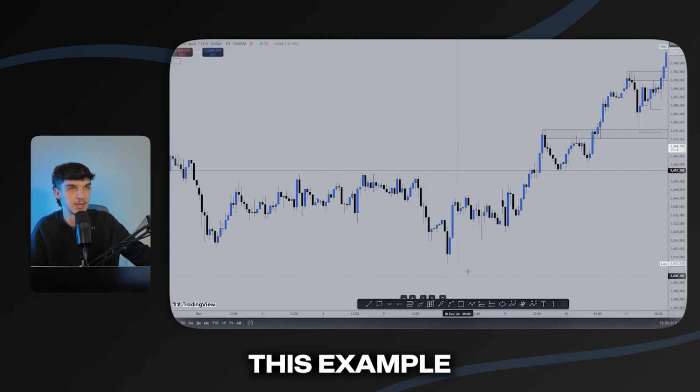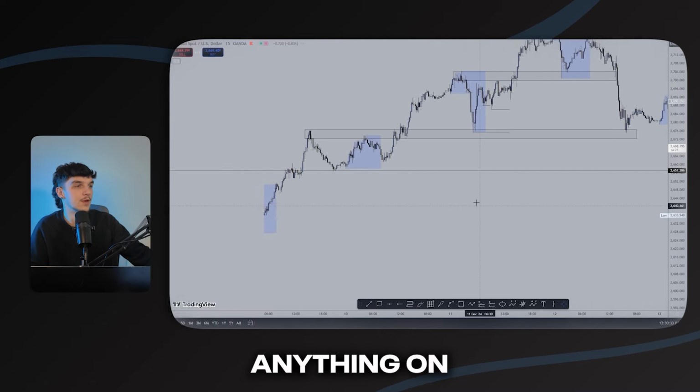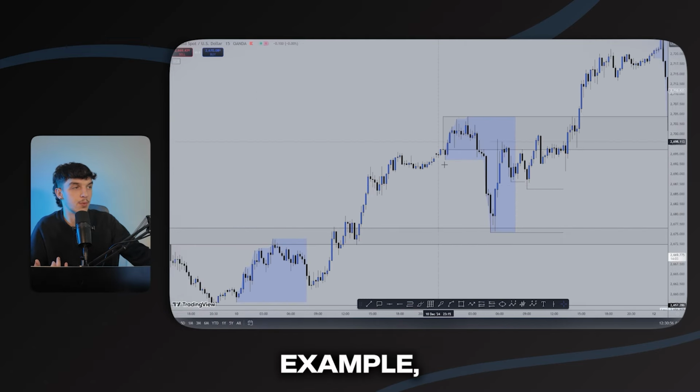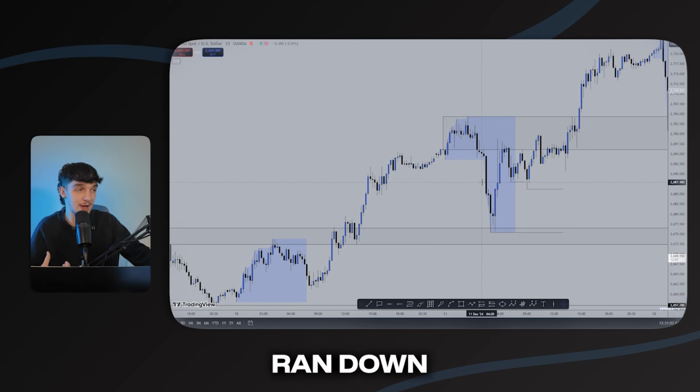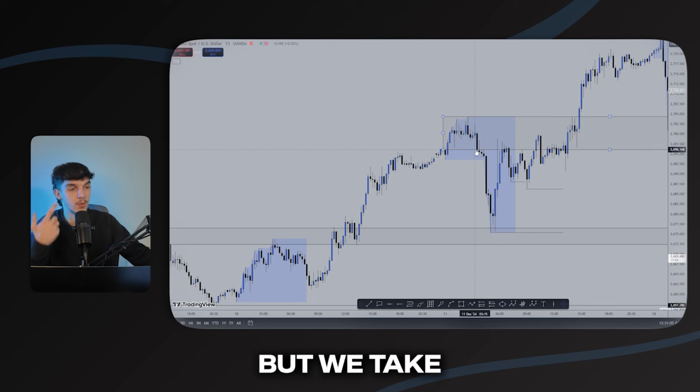So we can go through this example now on the 15-minute time frame because I'm not seeing any on the hour. This is a bit of a difficult example, but it kind of works. So we have this period of consolidation here. The market then didn't liquidate it. It actually ran down quite strongly below it. But we take this into account.